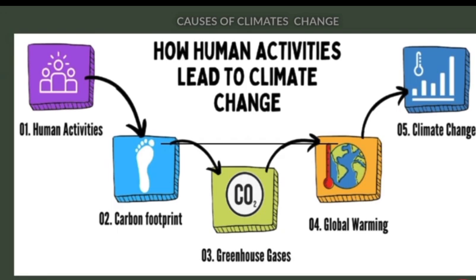We move on. Human activities that lead to climate change. So what are the human activities? Examples are fossil fuels: burning coal, oil, and gas releases CO2, trapping it in the atmosphere. We have deforestation, waste burning, overconsumption. All of these increase the carbon footprint, and eventually lead to greenhouse gases and also cause global warming. And that is what we mean by climate change.